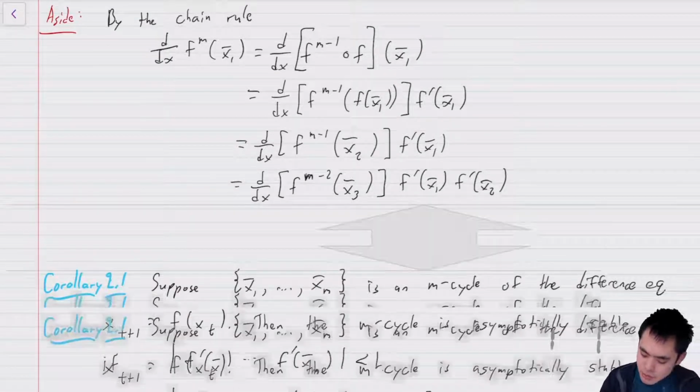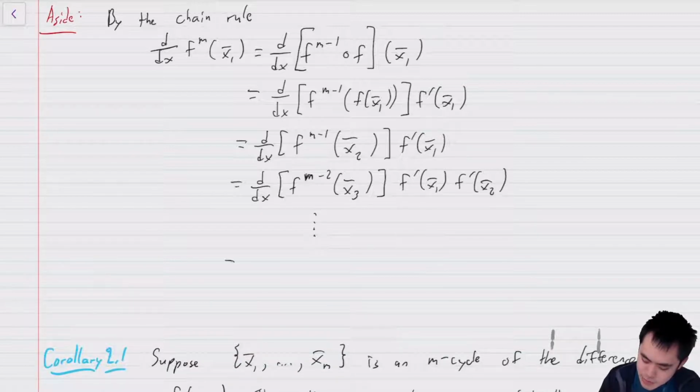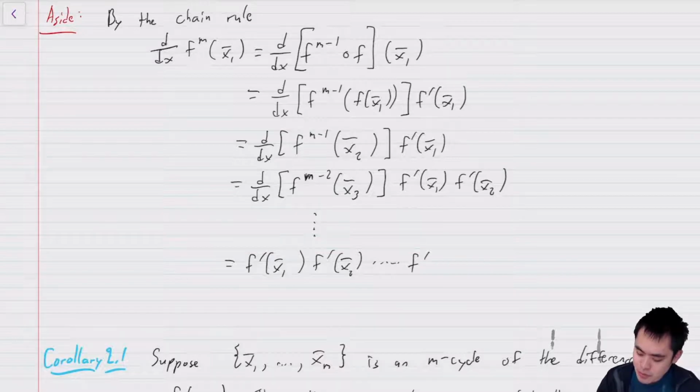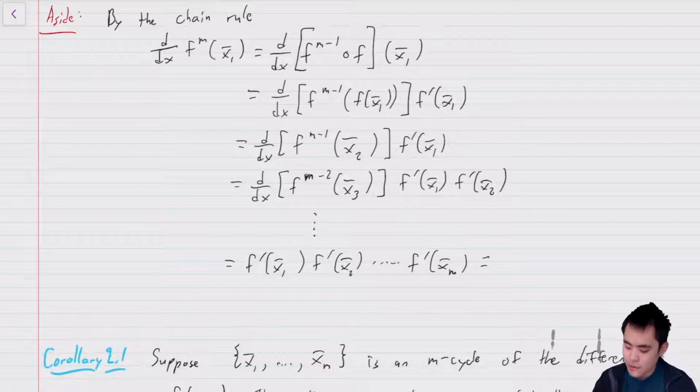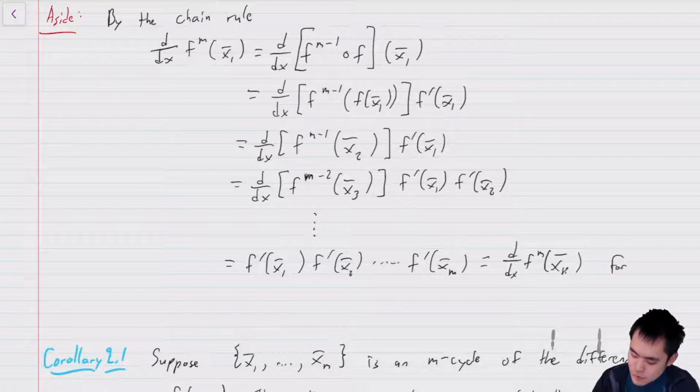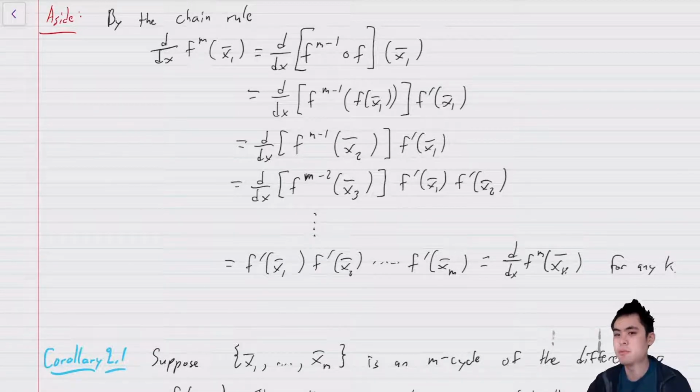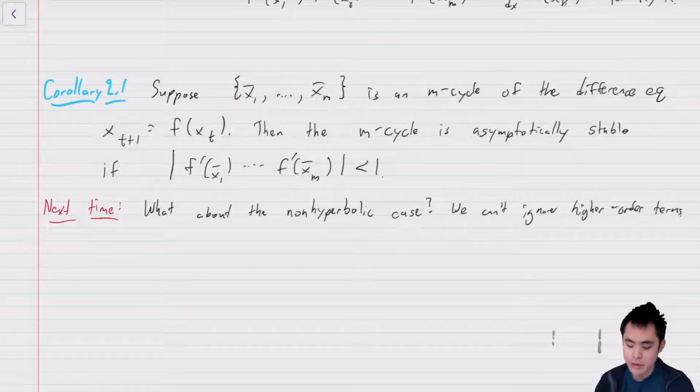And it turns out that if you keep on repeating this process of the chain rule, that's just equal to f prime of x1 bar times f prime of x2 bar, all the way to f prime of xm bar. But of course, that's just equal to d/dx of f^m of xk bar for any k in 1 to m. And so therefore, it really doesn't matter which point we choose, because the derivative is going to be the same for each of those points. And so that immediately implies this corollary.